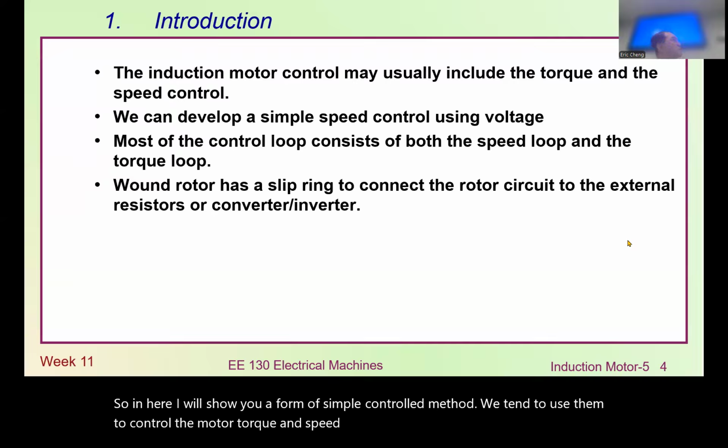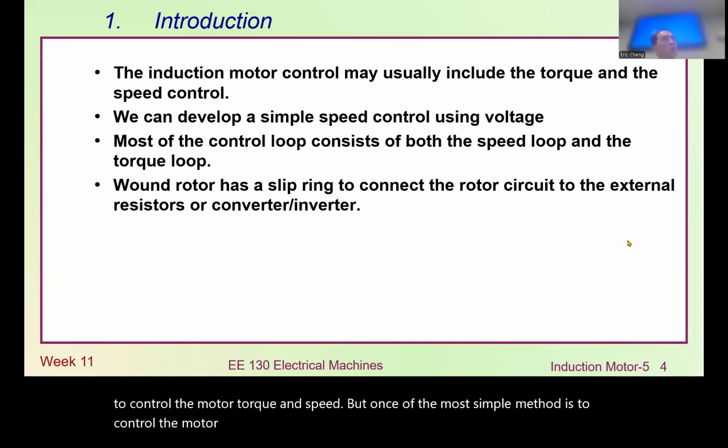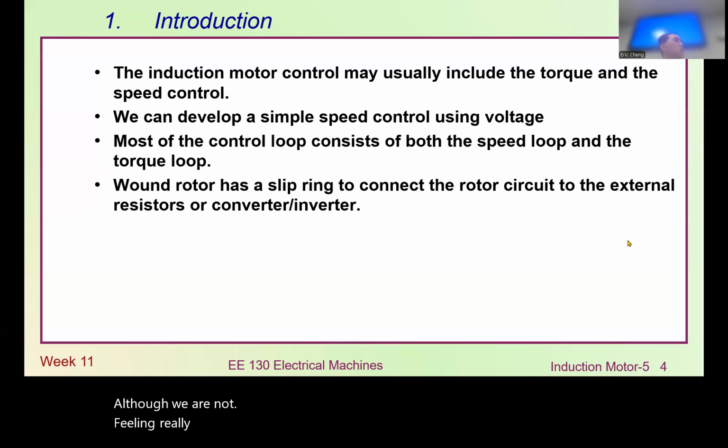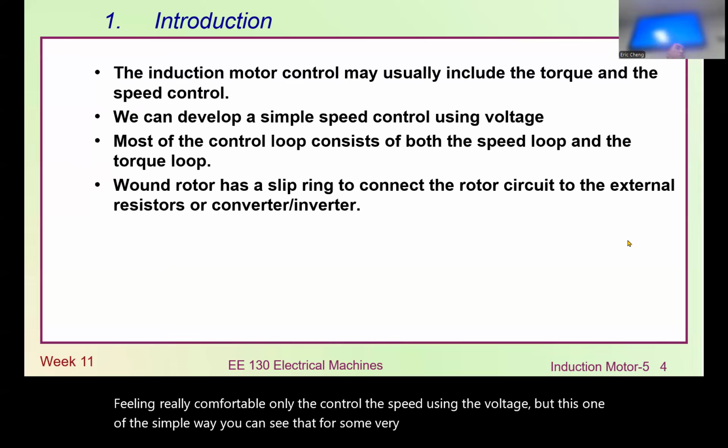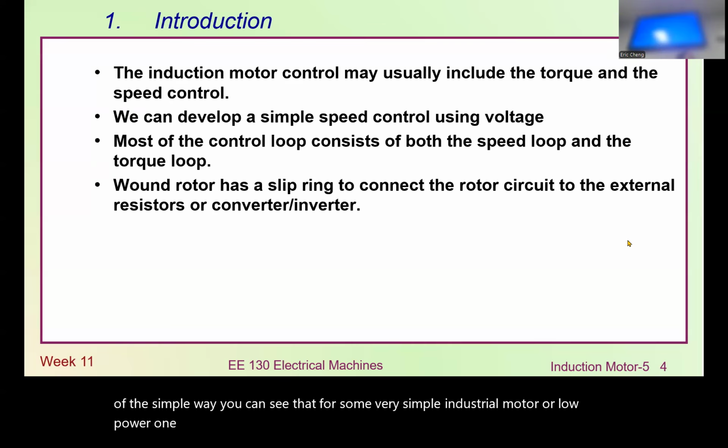But one of the simplest methods is to control the motor speed using the voltage. Although we are not feeling really comfortable only controlling the speed using the voltage, that's one of the simple ways. You can see that for some really simple induction motors or low power ones, like the fan slow cooling system, we can just use the voltage to do that. So later on, we can see how we are going to do that.